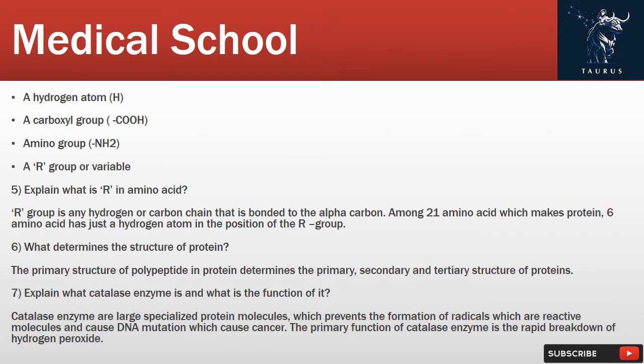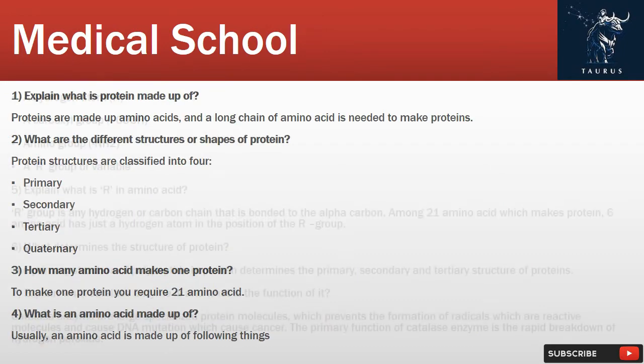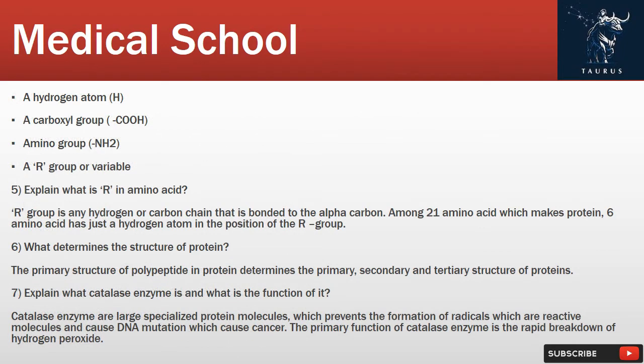5. Explain what R is in an amino acid. The R group is any hydrogen or carbon chain that is bonded to the alpha carbon. Among the 21 amino acids which make protein, 6 amino acids have just a hydrogen atom in the position of the R group.